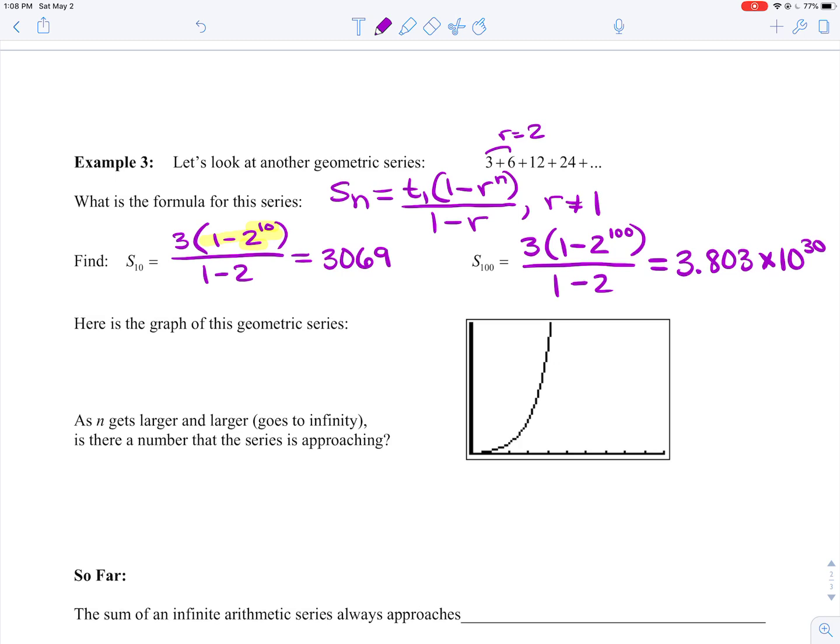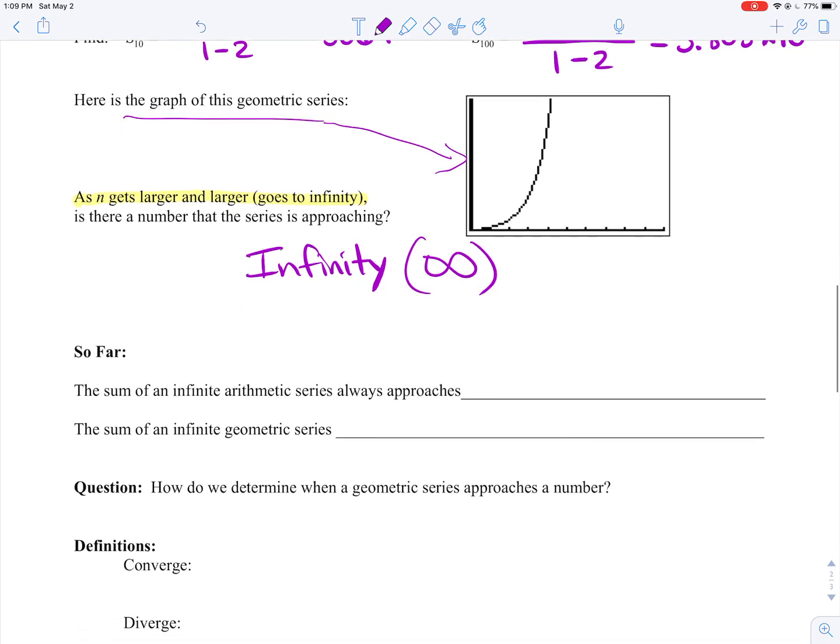And if we were to graph the geometric series, here's the graph right here. You can see as n gets larger and larger and goes towards infinity, the number that we're approaching this time is infinity. And if you want to abbreviate it, we can use the symbol.